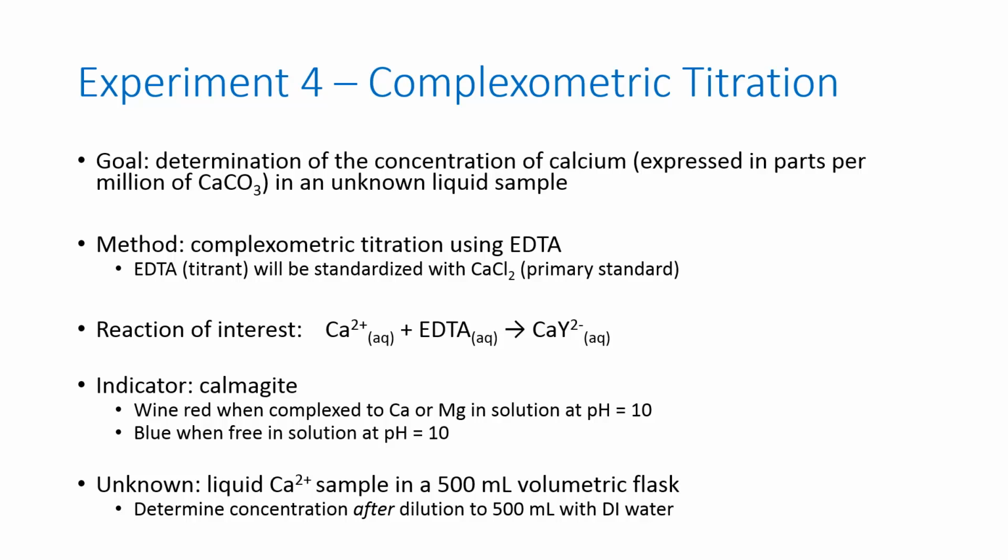Your unknown is going to be a few milliliters of calcium containing water in a 500 mL volumetric flask. And so when you get it, all you need to do is dilute it to the mark and then mix it well and use it.